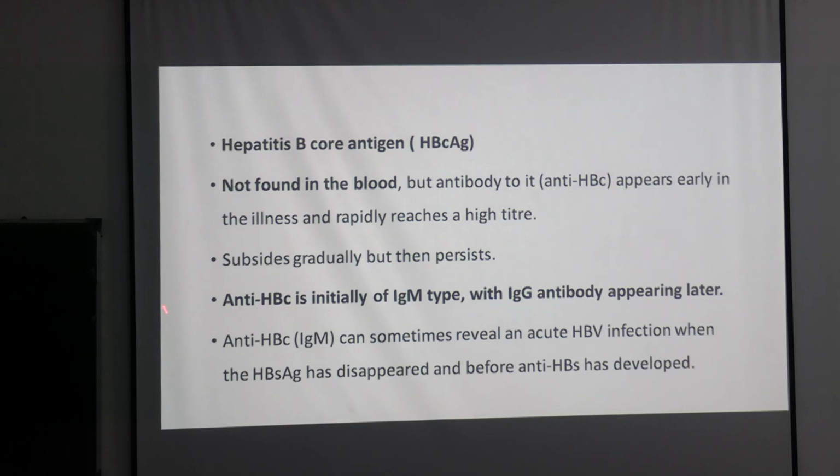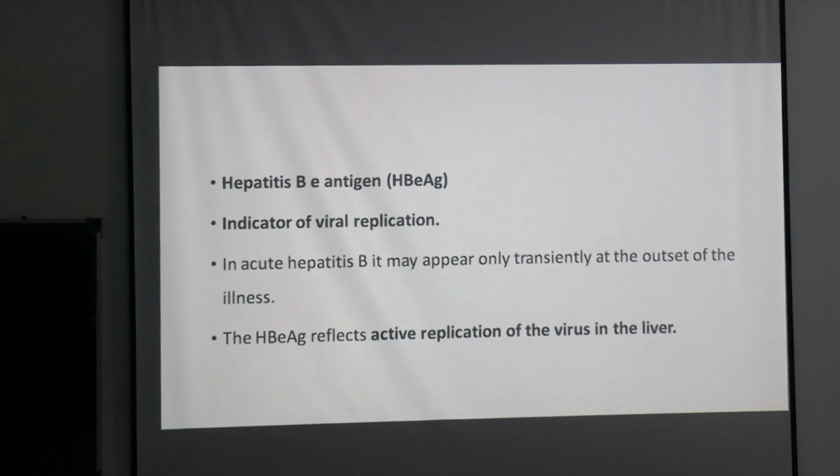Anti-HBc IgM can sometimes reveal an acute HBV infection when the HBs antigen has disappeared and before anti-HBs has developed. HBe antigen, an indicator of viral replication, means the disease is active. HBe antigen reflects active replication of the virus in the liver.